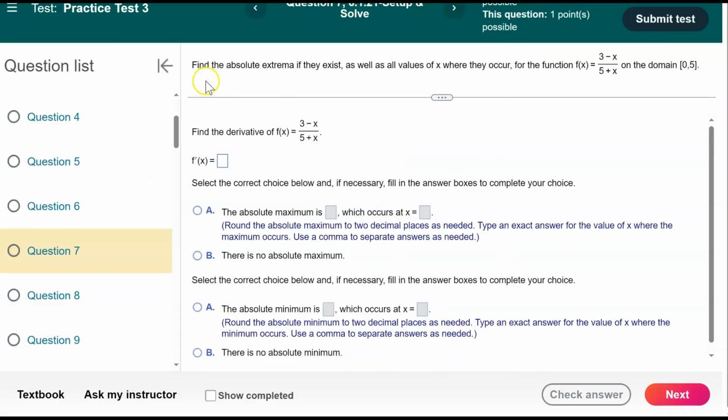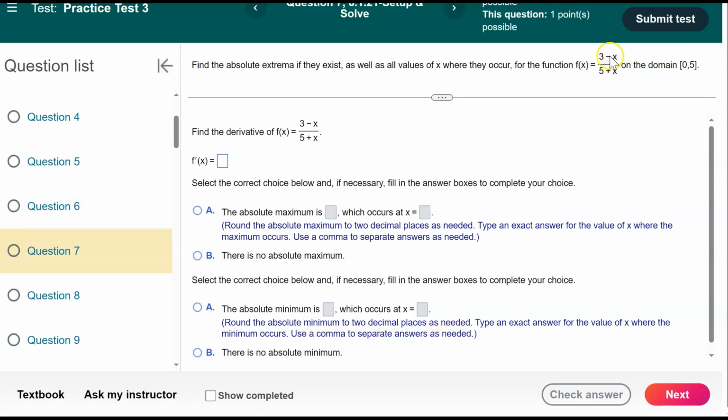For the next question, we are asked to find the absolute extremum. If you're asked to find the absolute extrema, that pertains to the absolute maximum and the absolute minimum. So we're looking for the absolute extrema if they exist. If it has an absolute maximum, we'll write it here, and then we will indicate the value of x where the absolute maximum occurs. And the same thing also for the absolute minimum value.